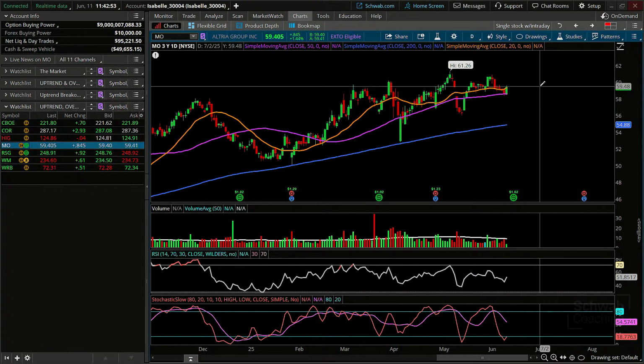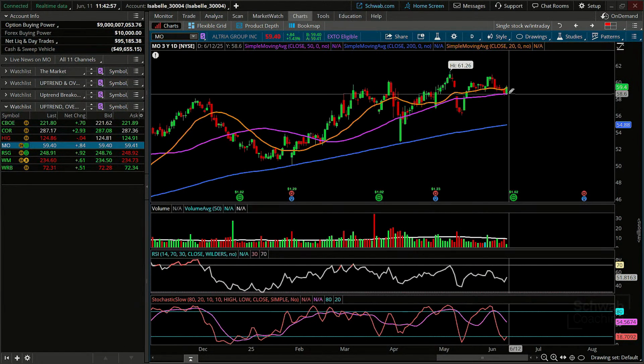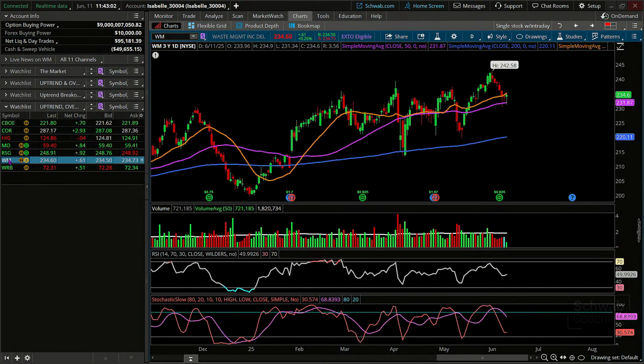But here's another one. Philip Morris, formerly Philip Morris, Altria Group, bouncing off its 50-day. The low today was right there. RSG, same thing. So clearly we're seeing that this scan is working to locate that.